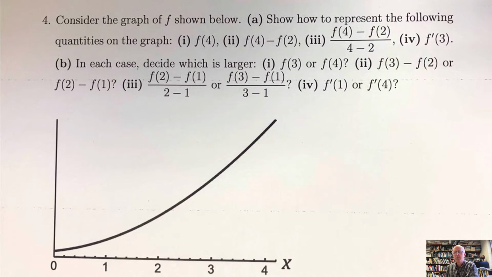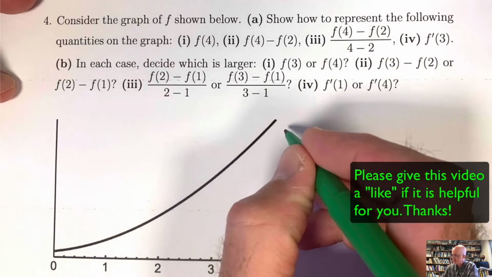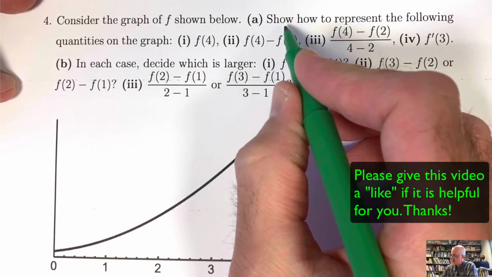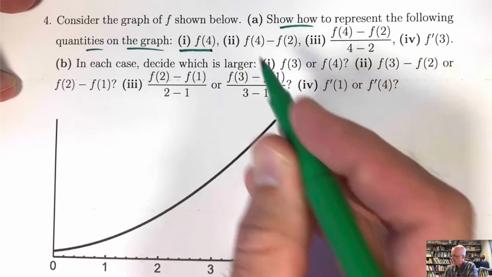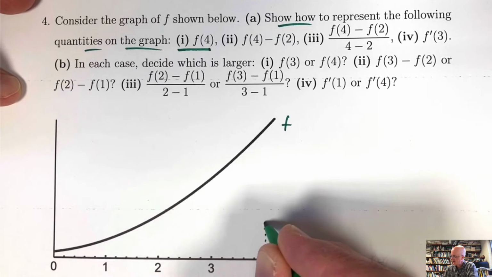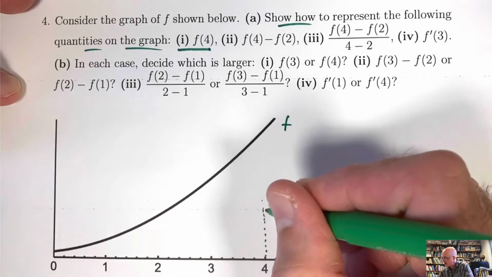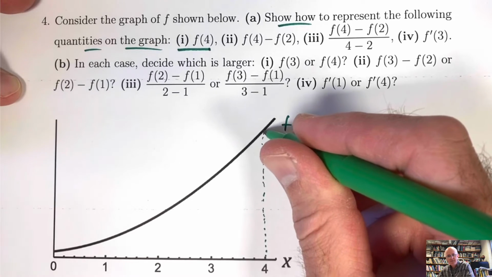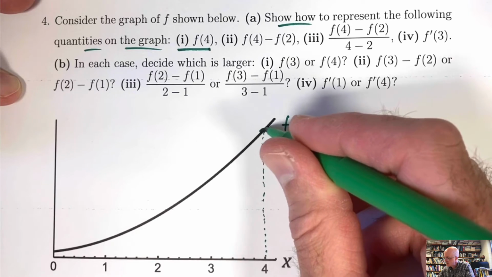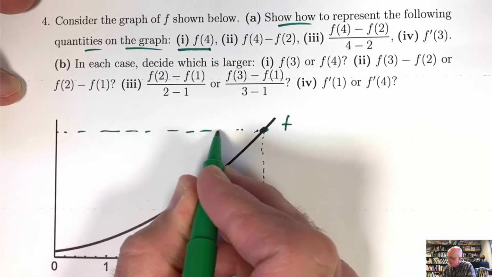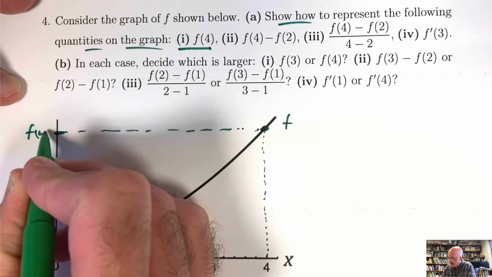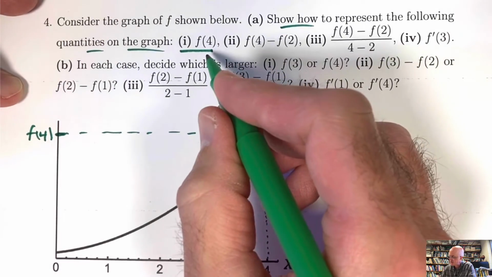That's a quick problem. Number 4 is a pretty important problem to interpreting functions geometrically and derivatives geometrically. We consider this graph of a function f shown. Part A, show how to represent the following quantities on the graph. Number 1, f of 4. Okay, that's just a function value, nothing to do with calculus. If I go to x equals 4 and go up to the graph, about there, the second coordinate of that point is f of 4, meaning then if I go over to the vertical axis, f of 4 is right about there. Okay, so that's the geometric interpretation of f of 4.